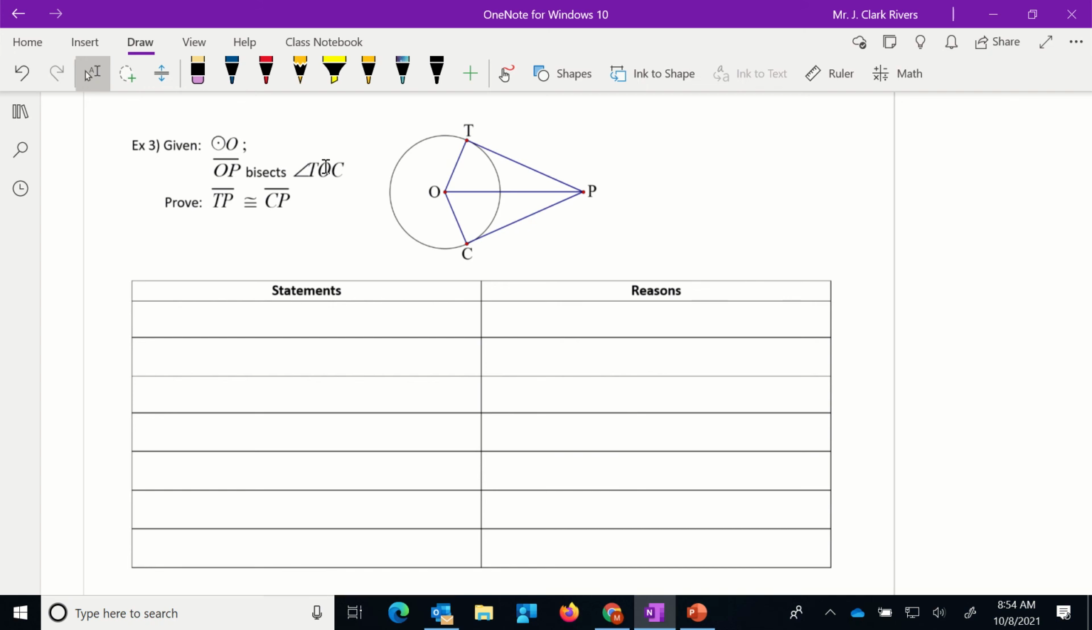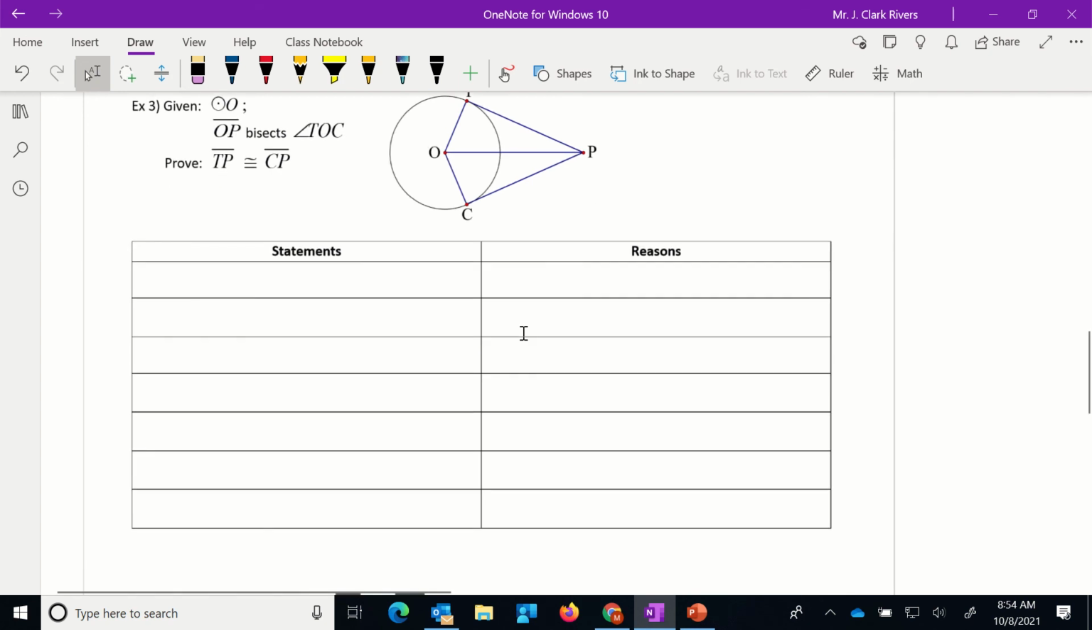Prove that TP is congruent to CP. Try this one on your own. We'll come back together in a few minutes and see how you did.